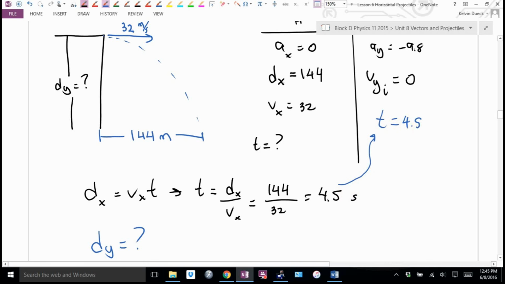Connor, I'm looking for an equation that has D, A, Vi, and T in it. Is there one? Yeah. Which one? I wonder which one. I don't know. D equals ViT plus a half AT squared. No.